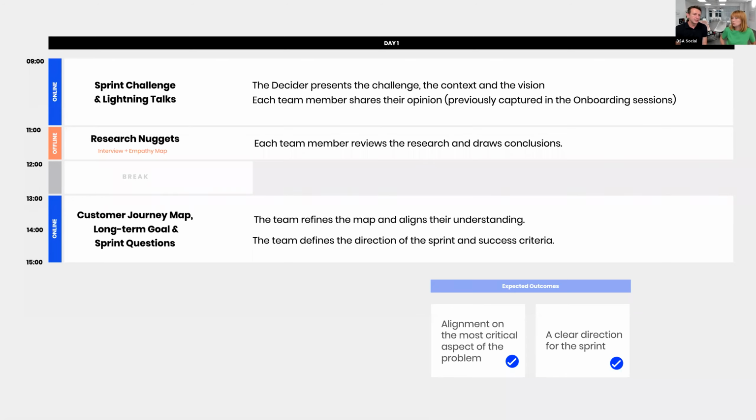Because this session is at the end of the day, just in case we have more discussion on the customer journey maps, we have enough time to go over it. Normally we'd need to finish by 3 p.m., but it can easily go to 4 p.m. It's still not a very long day. So that would make the first day of the design sprint. We end up with a long-term goal and sprint questions, and everyone's aligned on what we have to do.